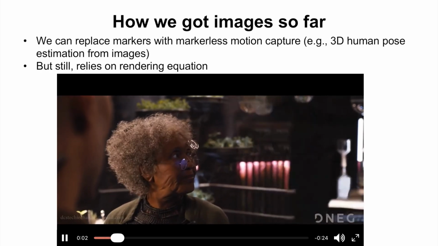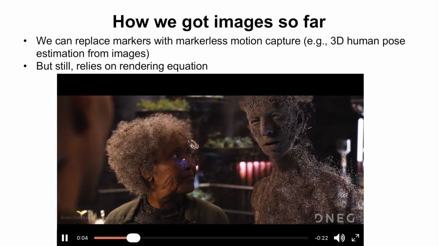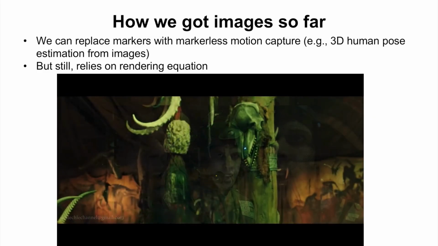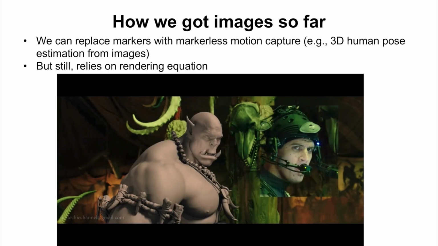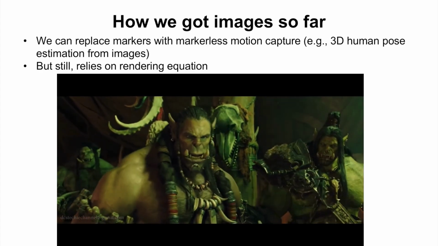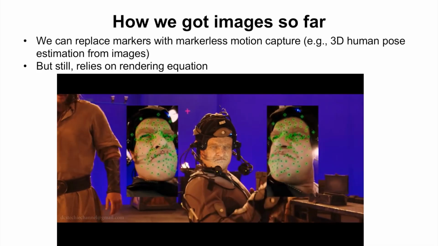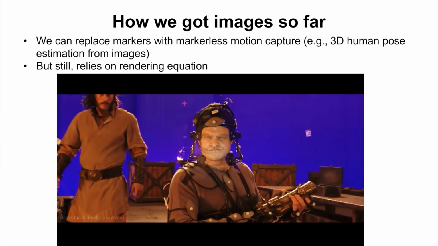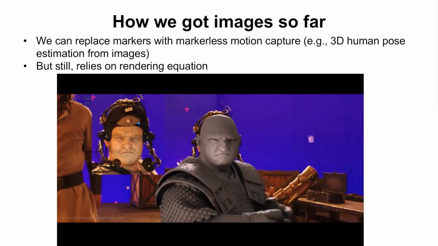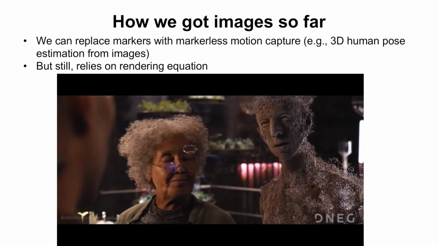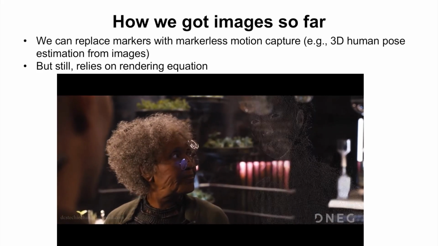So using this kind of computer graphics technique, even these days we use computer graphics in many places, right? In AAA movies and AAA video games, all these virtual characters are rendered with the rendering equation. Of course, here there are many markers on the actor's body, right? But we can replace markers with markerless motion capture, for example, using 3D pose estimation from images. But still, we use the rendering equation to get the image.